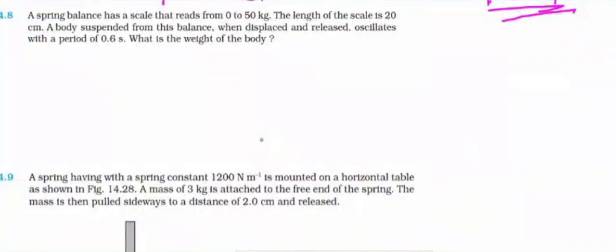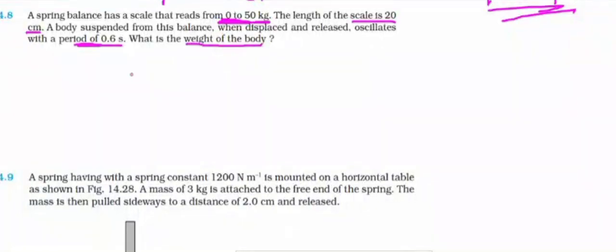A spring balance has a scale that reads 0 to 50 gram. Okay. That means its maximum measurement is up to 50 gram. And for measuring 50 gram, the scale has a length of 20 centimeter. That means maximum length is 20 centimeter. A body is suspended from this balance. When displaced and released, it oscillates with a time period t of 0.6 second. What is the weight of the body?